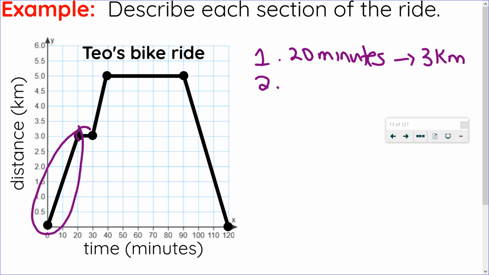In my second section here, I am not covering any distance. I'm still just staying at 3, but time keeps on going from 20 to 30. So in this section here, I would say that he took a 10-minute rest.